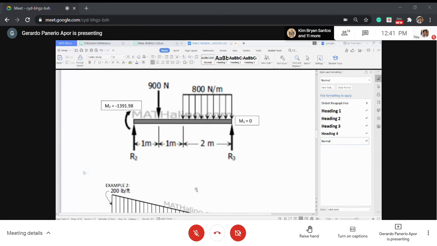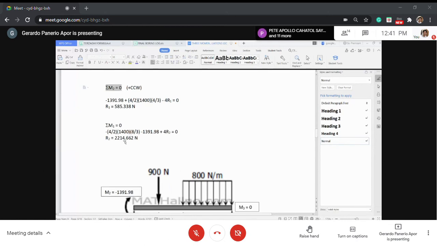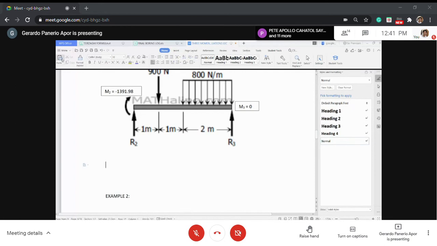Okay, so from this, I can sum up moment at 3 equal to 0. Then I will do that by summing up moment at 2 equal to 0. I will do at 3 first. So, this one, using the same convention, positive counterclockwise.